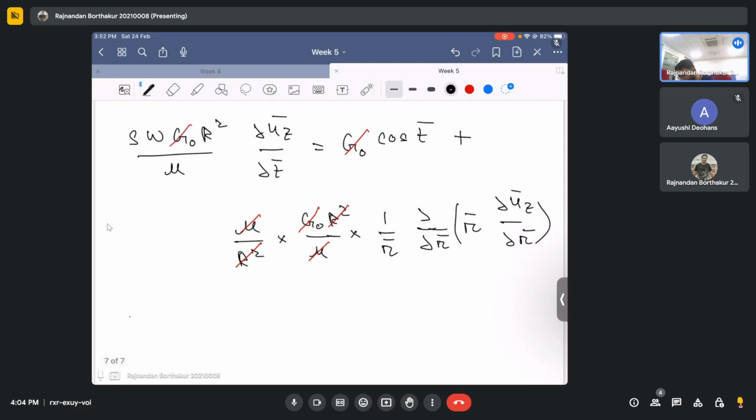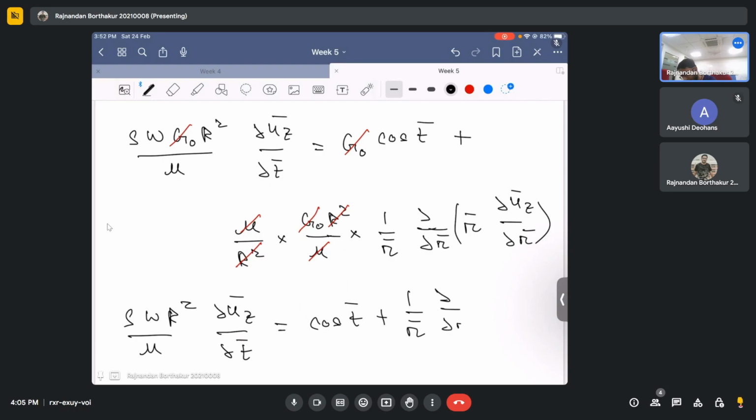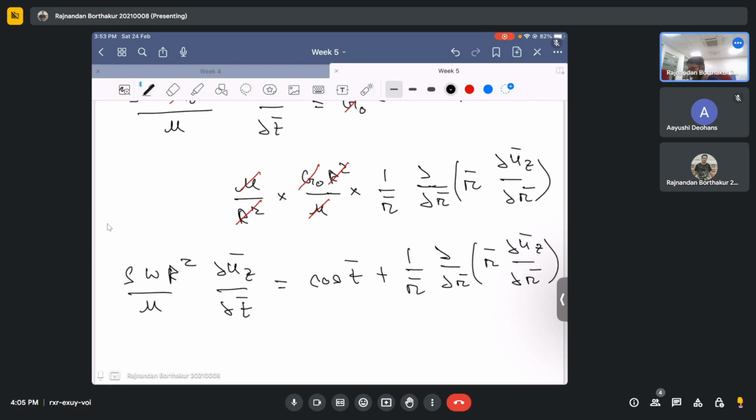So which means we end up getting rho omega r squared by mu times del uz bar by del t bar is equal to cos t bar plus 1 by r bar times del r bar of r bar times del uz bar by del r bar. I hope this is clear.